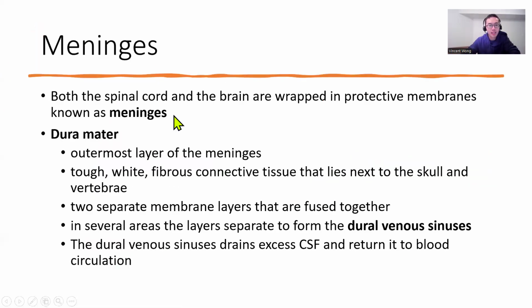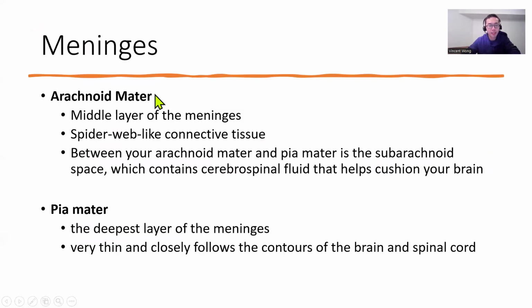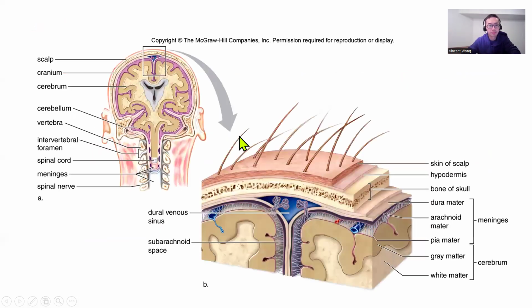Back to the PowerPoint slides. It's everything I told you already. This is the diagram. It's taken from this part of the head, and you can see there is the dural venous sinus.